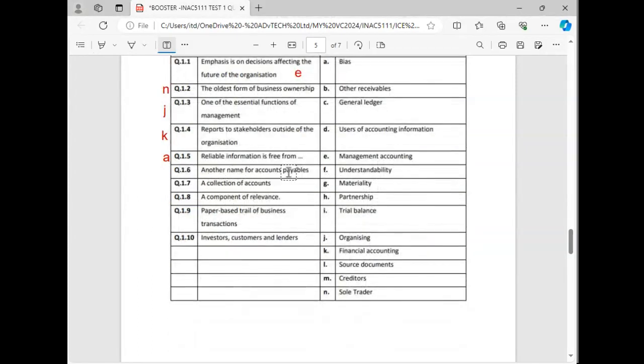Another name of accounts payables, I remember I told you before. What is it? Thank you very much. Creditors.